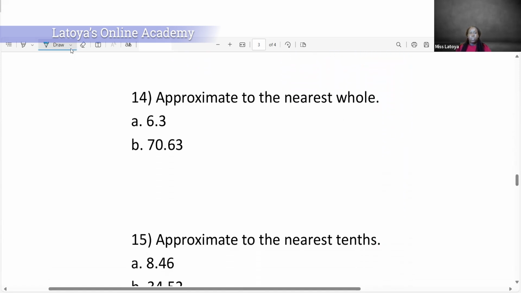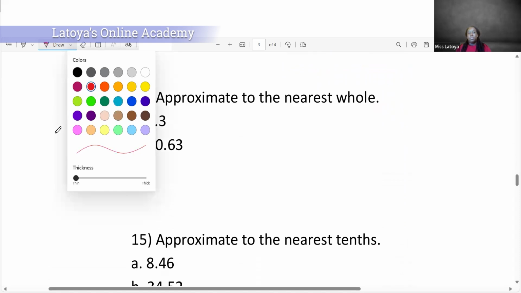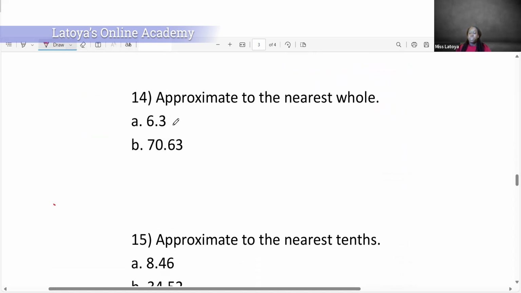Approximate to the nearest whole. This number is 6.3. The whole number is 6. When we are approximating, rounding off, estimating the nearest whole, we'll underline the whole and look at the digit on the right, which is in the tenths place, to see if it is less than 5 or 5 and greater. Here it is less than 5.